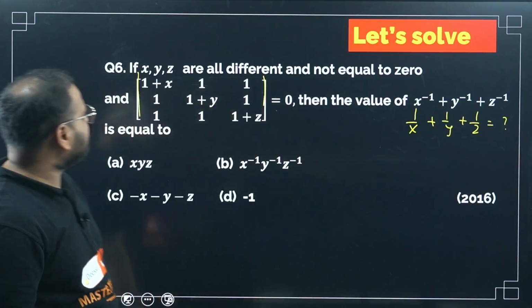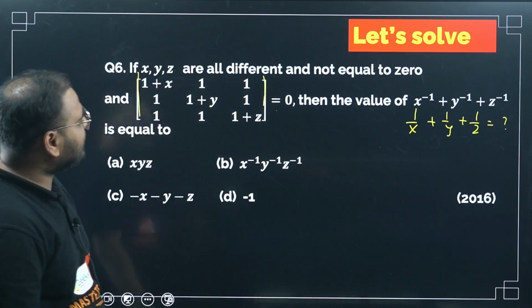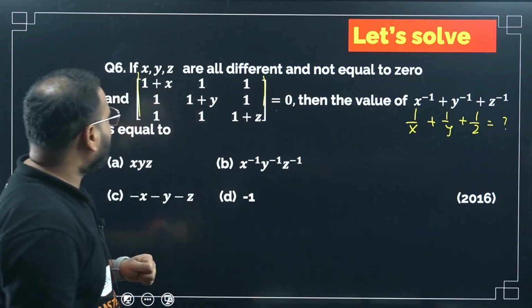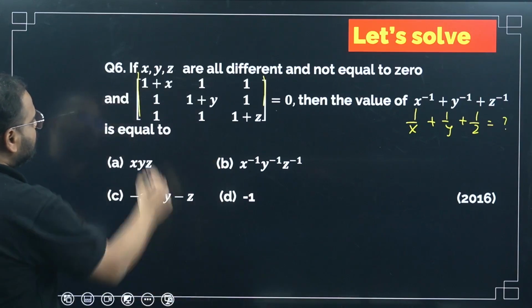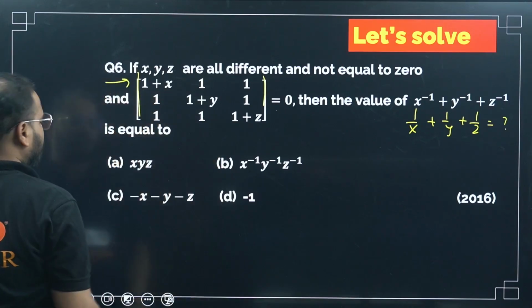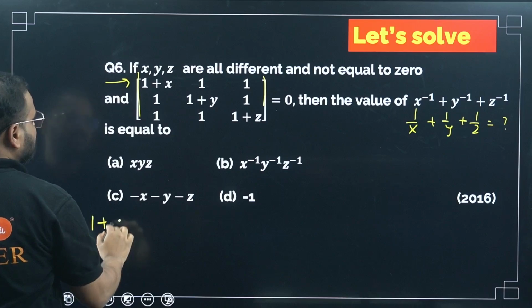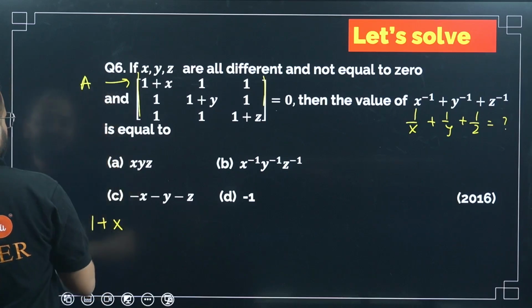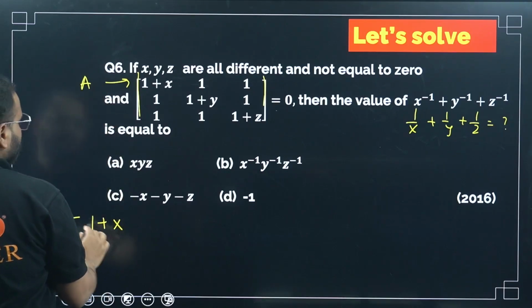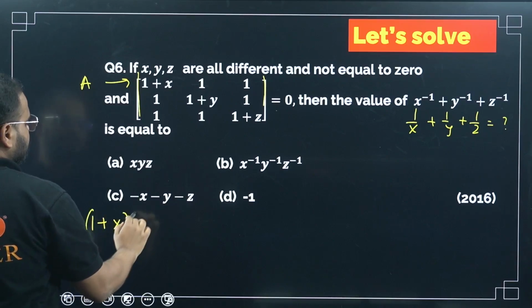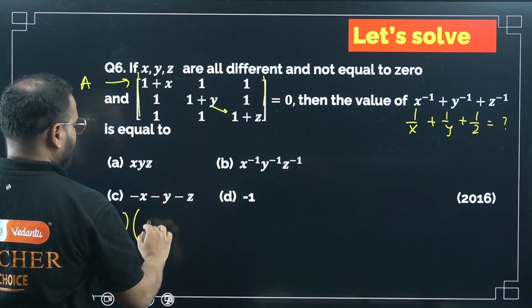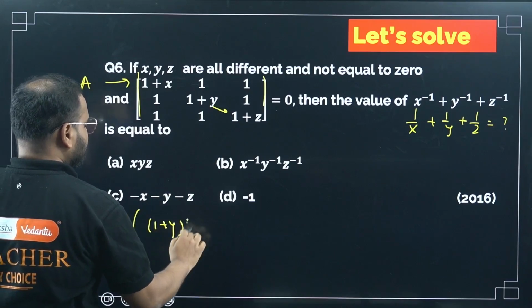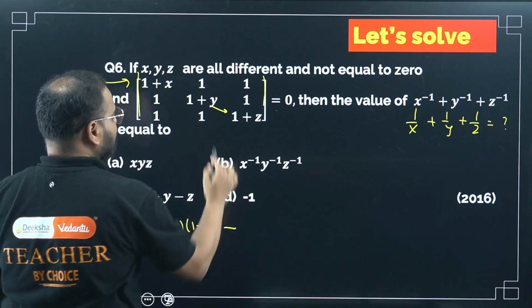This might be a little complicated, not complicated, I think calculative. So we'll see. Let me find the determinant over here only, and then we'll equate it to 0. So how will I find it? Let's find across row 1. If I call this matrix A, I can write determinant of A is equal to (1 plus x) times this times this, that is (1 plus y) times (1 plus z) minus this times this.